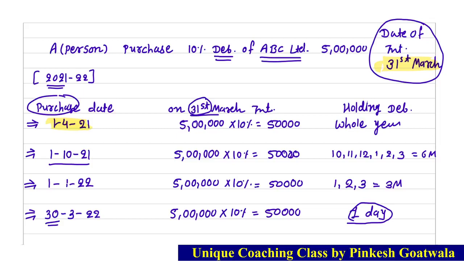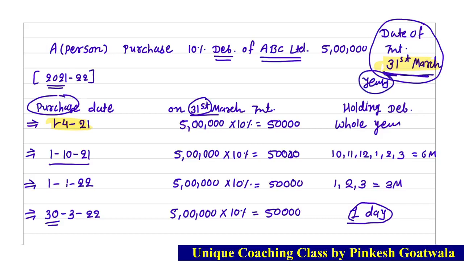Again, when the due date of interest comes, on that date the person holding that debenture will get the total interest. Means the company has to pay interest on 31st March. I told you it will be yearly.